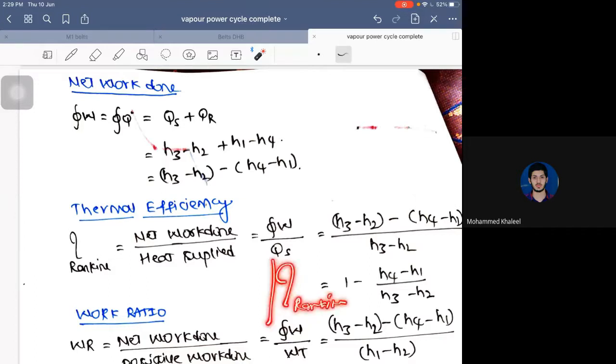Clear with this? Understood? Now, even this particular work ratio already came across in the case of a Brayton cycle. How do you calculate the work ratio?